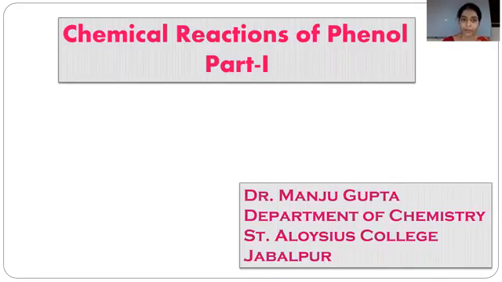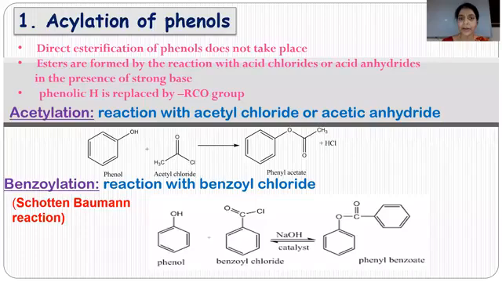This is part 1 of chemical reactions. Since phenols are an important class of organic compounds, they generally participate in all types of organic reactions. Some of the chemical reactions of phenols we are going to discuss in the first lecture, part 1. The first reaction of phenol is acylation of phenol. Acylation of phenols means replacement of phenolic hydrogen by an RCO group or acyl group.